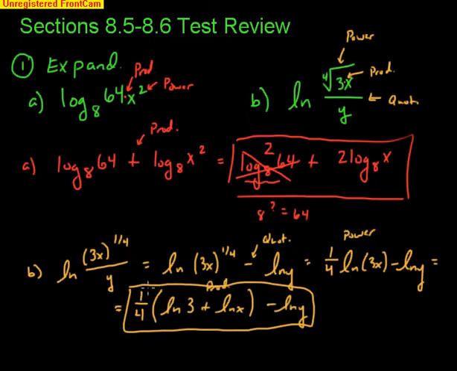If you want to, you could also distribute the 1/4. So you'd have 1/4 natural log of 3 plus 1/4 natural log of x minus the natural log of y. And that would also be a good answer. But either one is good. And that's how we expand, using the three properties.